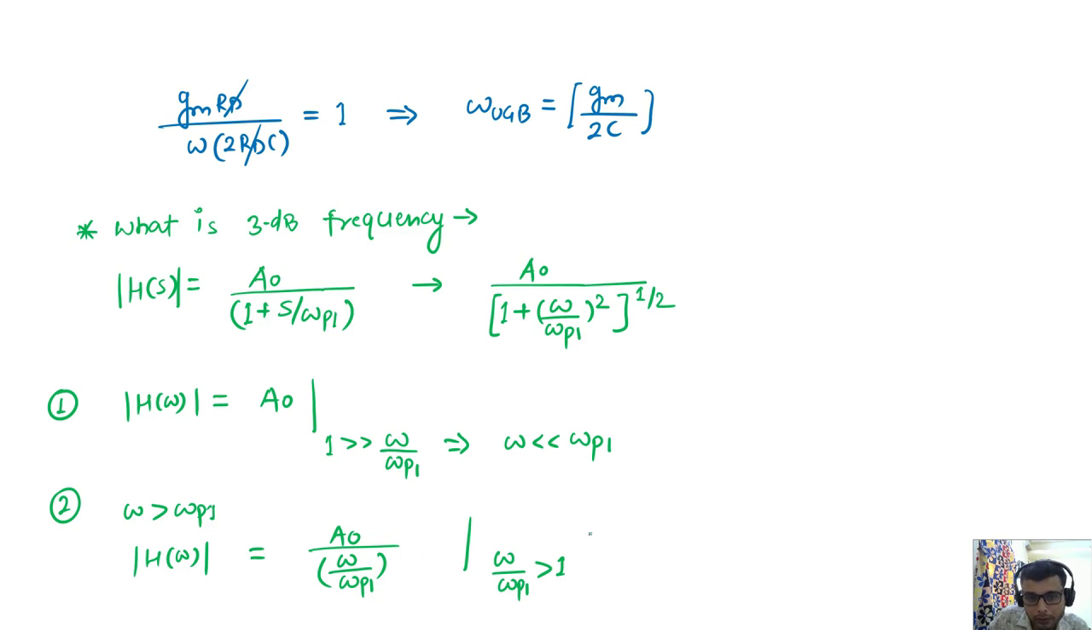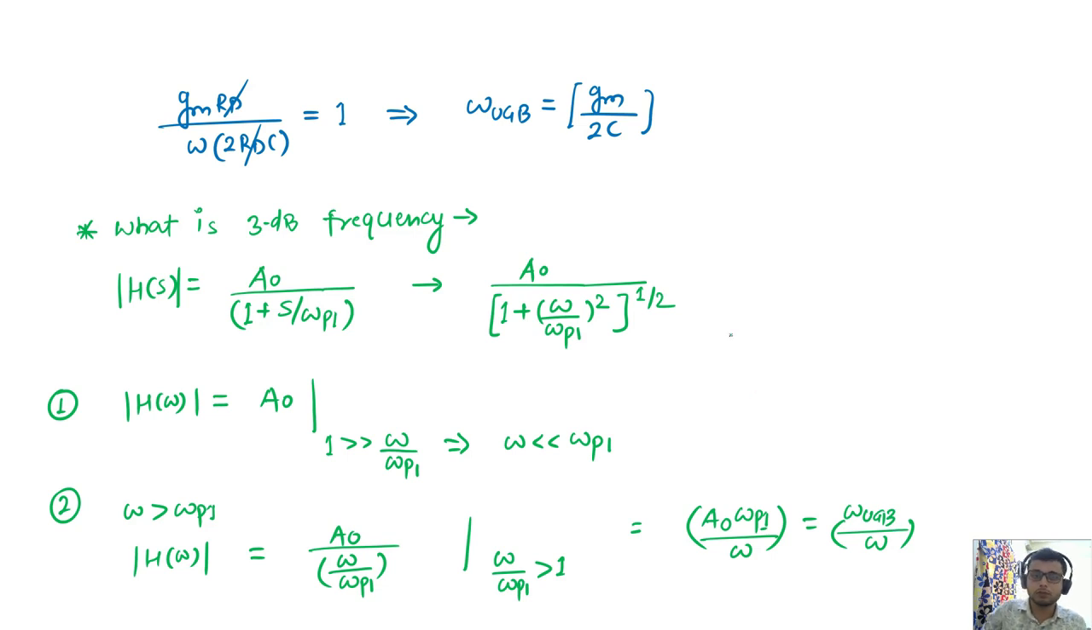So what we are trying to see here is nothing but A naught omega p1 by omega. I can also write it from the expression. It is called omega ugb, that is gain times 3 dB frequency. I will see that later. So A naught omega p1 by omega, or omega ugb by omega.